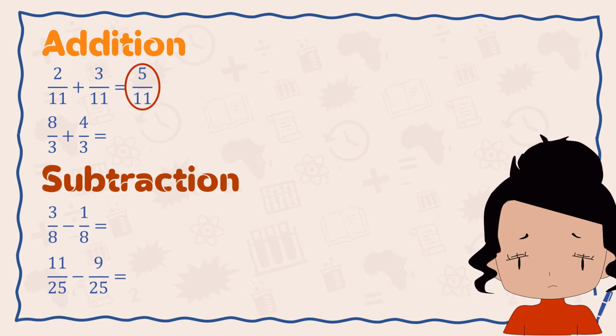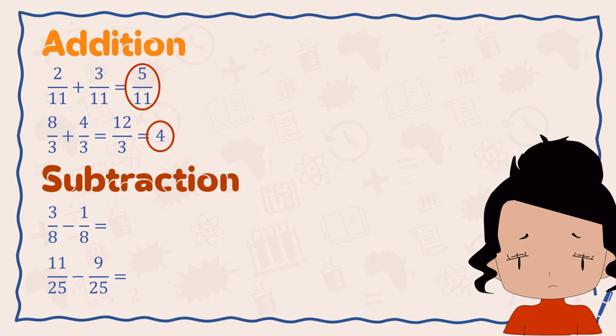So for the second example, we're just going to follow the same step. So copy the denominator, which is 3, then add the numerators 8 plus 4, which give us 12. So we have now 12/3. This can be further simplified into 4.